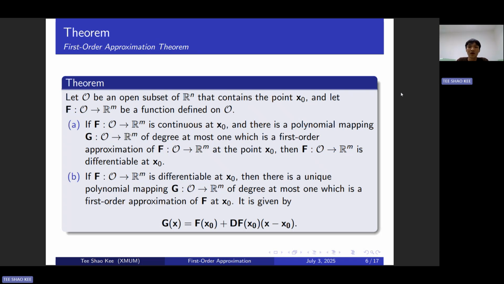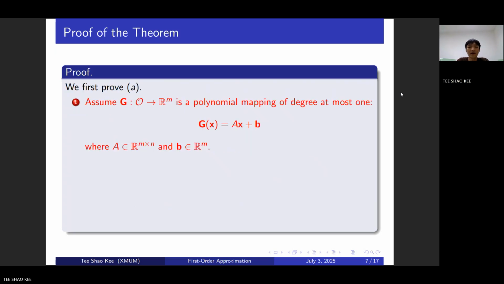So it makes sense that there would be a linear map, a degree 1 polynomial that gives a very good local approximation. If such a linear map exists and works well enough, then the function must be differentiable. Conversely, if a function is differentiable, we can construct this map directly using its derivative. Now, we begin the actual proof.